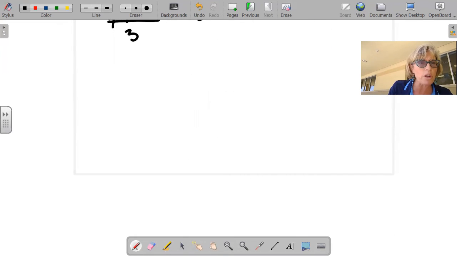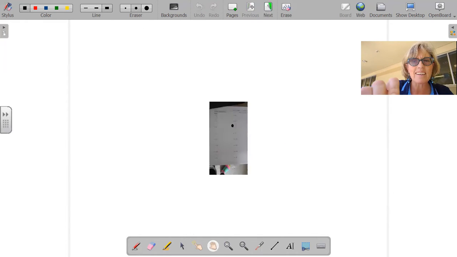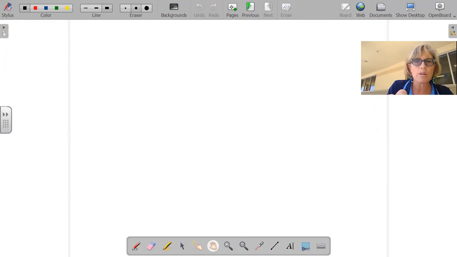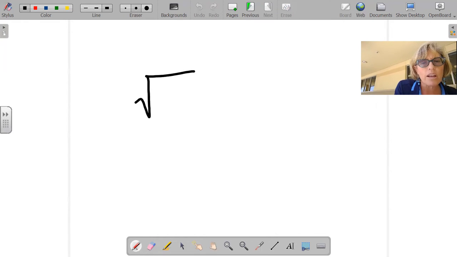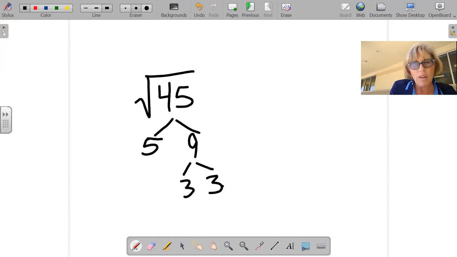So I think the first one you have was root 45. So the square root of 45. Couple ways to do this. You can do a factor tree if that's what you're familiar with. And so the storyline I have for this is if you have a tree, you're only looking at the leaves. And the leaves would be the 5, the 3, and the 3.